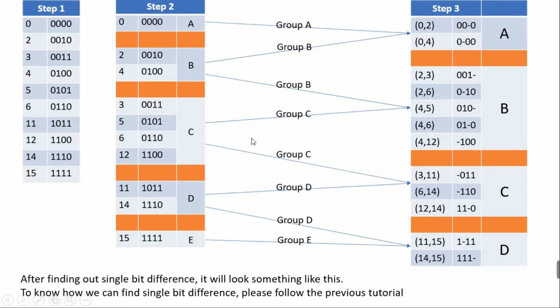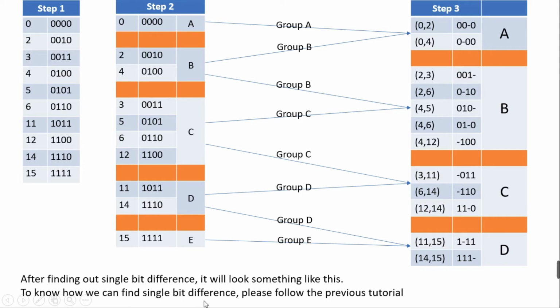Then we'll continue our comparison, and we'll compare group C with D, and here we'll be getting these pairs: 3 11, 6 14, 12 14. Only in these pairs we'll get single bit difference, and we'll write them over there. Similarly for group D and E, we'll also get single bit differences, so we're gonna write them over there: 11 15 and 14 15. These pairs indicate single bit differences between group D and E, so that's why they're written here in step 3. After finding all the single bit differences, the total step 3 will look like this one.